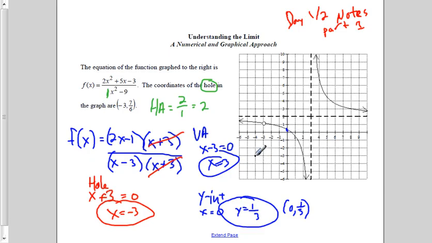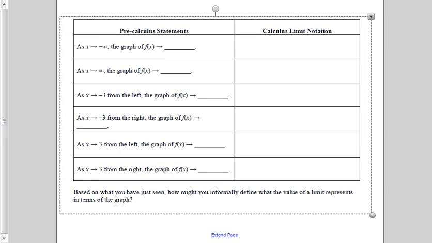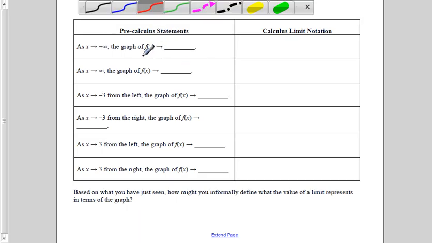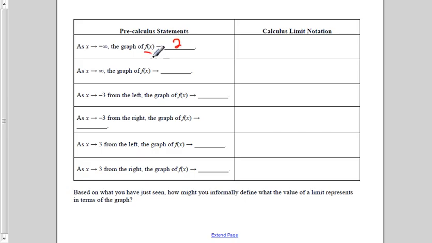Okay, so that's some of the stuff we worked on in algebra, pre-calculus. I could have also looked here: 0, 0, so negative 3 over negative 9, and the y-intercept is 1/3. All right, so let's look at how we communicated this in pre-calculus and how we're now going to start talking about this with our calculus limit notation. So right below, we're given this form. When you look at the graph, as x approaches negative infinity, the graph of f of x is approaching 2. Okay, I think we're pretty good at that.